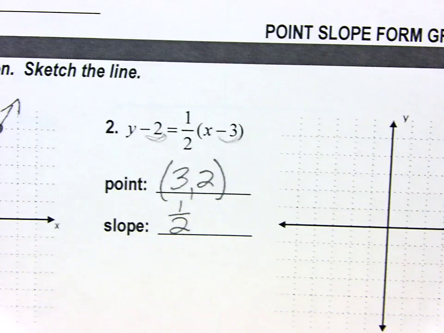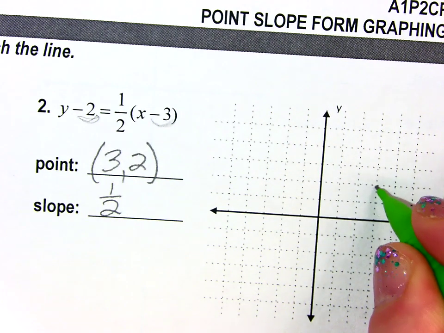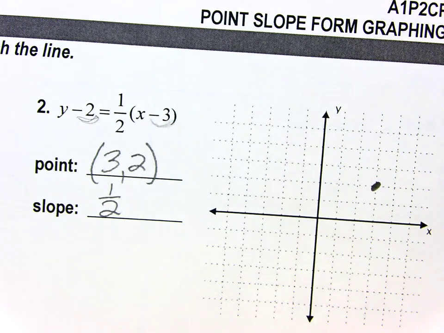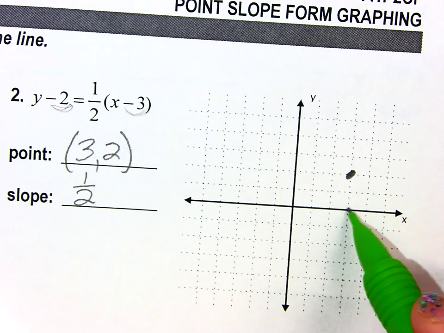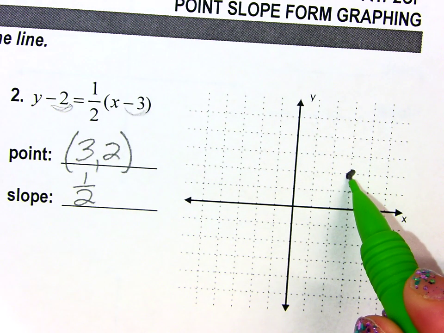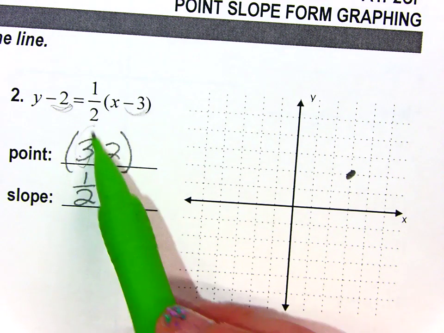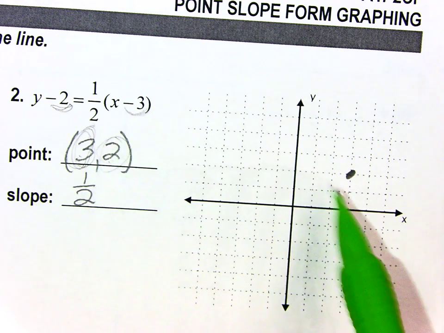So, let's go ahead and plot 3, 2. Make sure you're doing that correctly. Some of you are getting mixed up, by the way. So 3, 2 means you go 3 to the right and up 2. Not any other kind of way. You always go your x first, and that's left to right, and then the y tells you up or down.